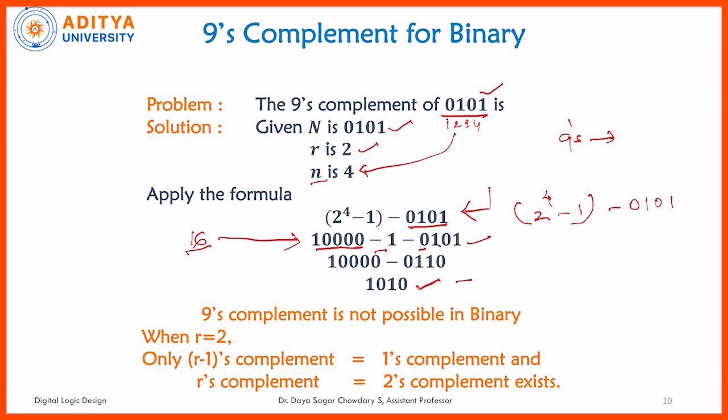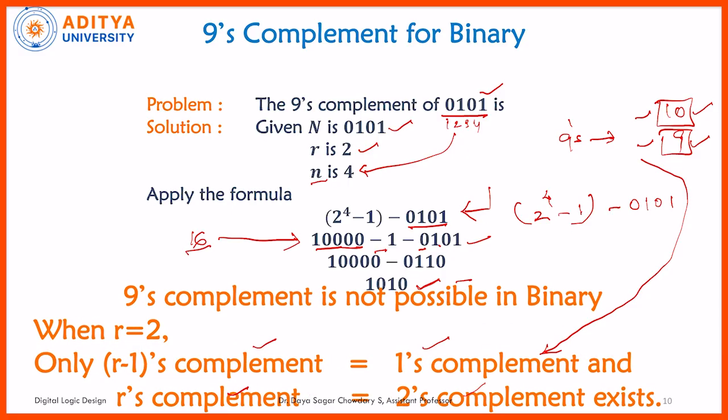If we observe this result, the r minus 1's complement in binary is the 1's complement, and the r's complement in binary is the 2's complement. That means there is no 10 and there is no 9 in binary. That is why, if we calculate with the help of the formula, the results are like this. The r minus 1's complement gives only the 1's complement result in binary, and the r's complement gives only the 2's complement result in binary. So this is the important point.